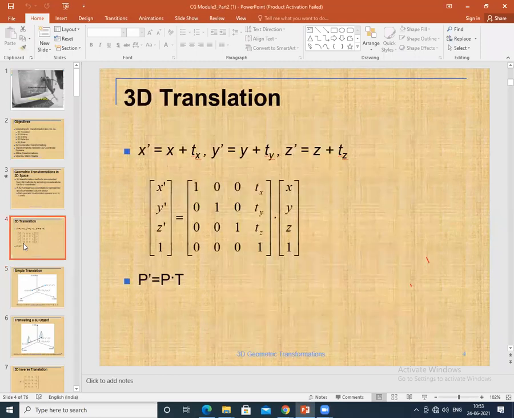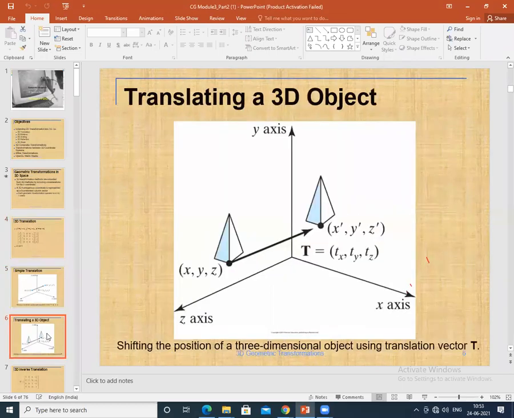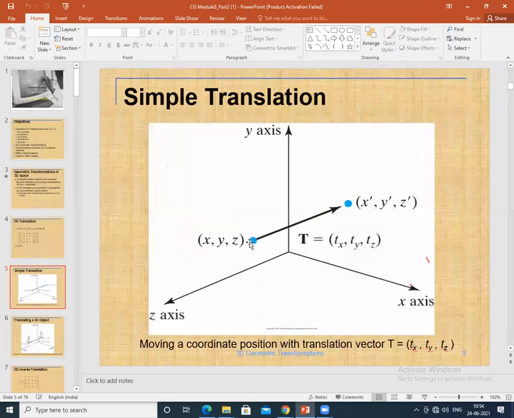Same thing that I showed you on the previous slide. This is p dash equals p multiplied with the translation matrix. Similarly, now think of a rotation along the z-axis. Previously, a single point was being shown.